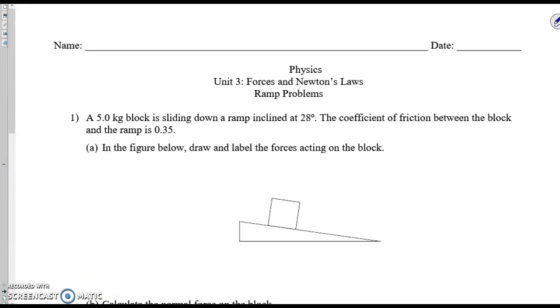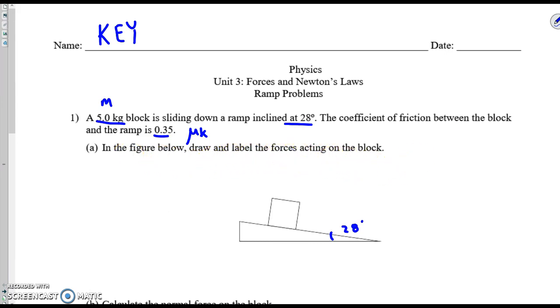Let's solve some problems on ramps. A 5 kilogram block, that's mass because it's in kilograms, is sliding down a ramp inclined at 28 degrees. So this angle here is 28 degrees. The coefficient of friction between the block and the ramp is 0.35, and that's the kinetic coefficient because this block is sliding. In the figure below, draw and label the forces acting on the block.